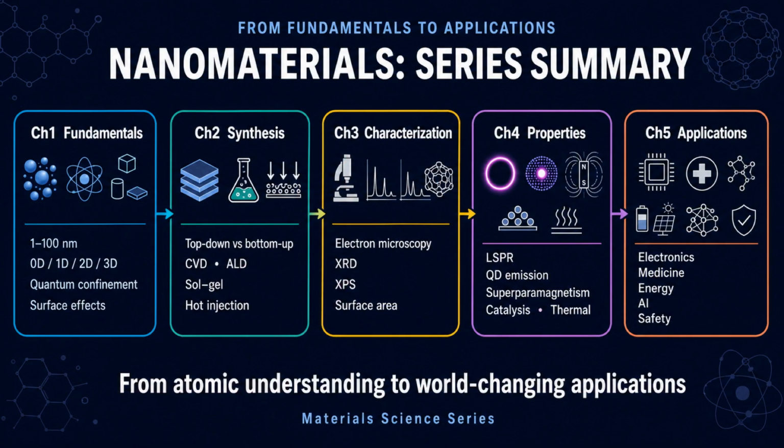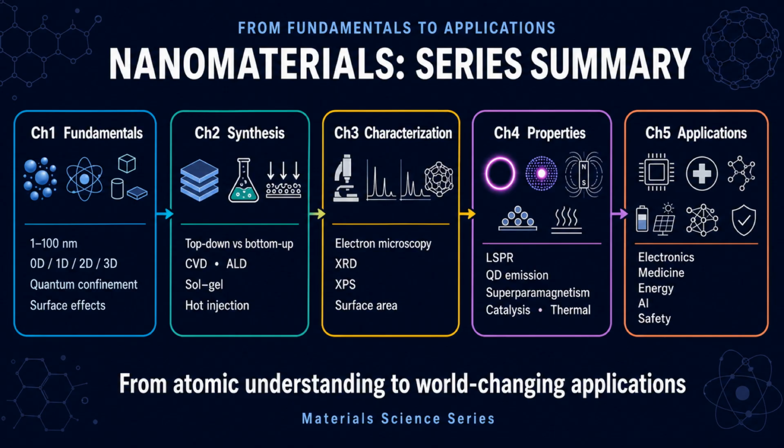Let's reflect on our journey through this series. In Chapter 1, we learned that nanomaterials are defined by having at least one dimension between 1 and 100 nanometers, and we classified them as 0D, 1D, 2D, and 3D structures. Quantum confinement and surface effects give nanomaterials their unique properties.